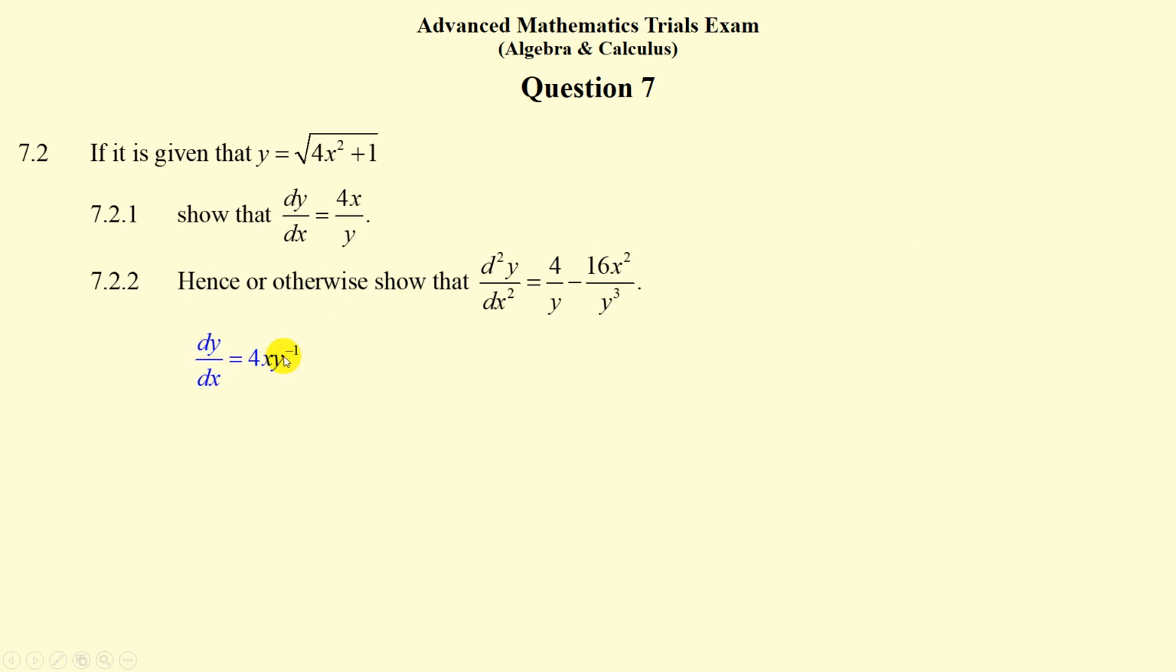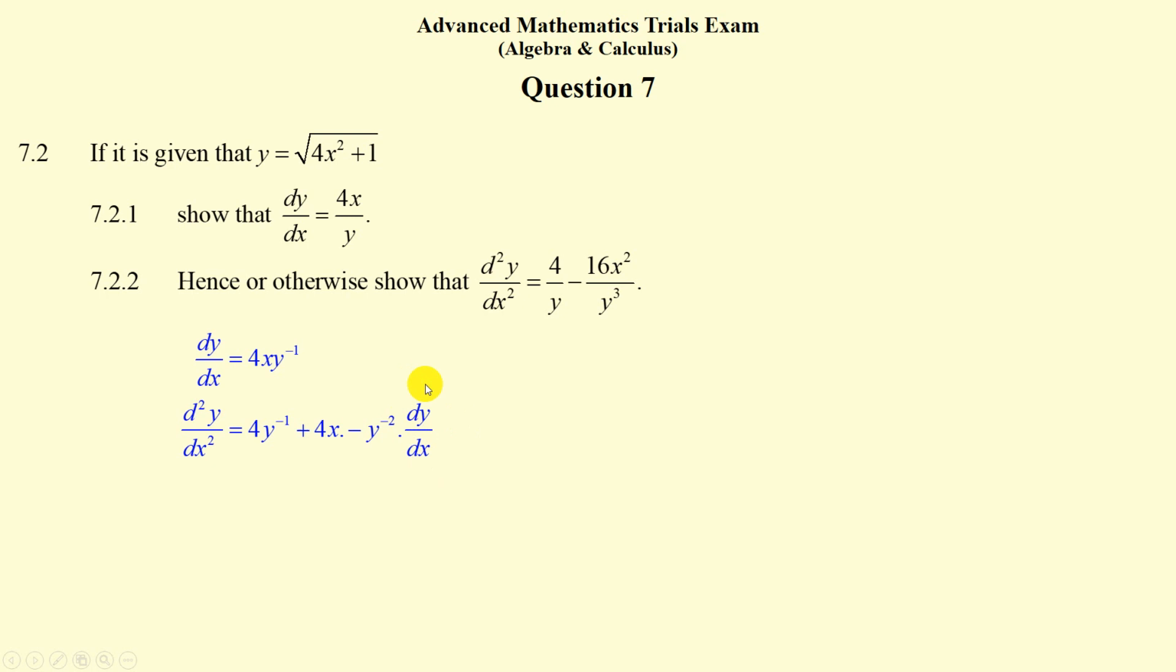Right, so we know dy by dx is 4xy to the minus 1. From there, now we have to show that d2y by dx squared is equal to that. So I have to differentiate the derivative. So we're going to use product rule. Derivative of 4x, 4 times y to the minus 1, plus 4x times derivative of y to the minus 1, minus y to the minus 2, and we have to multiply by the derivative of the inside function y, so it's dy by dx.